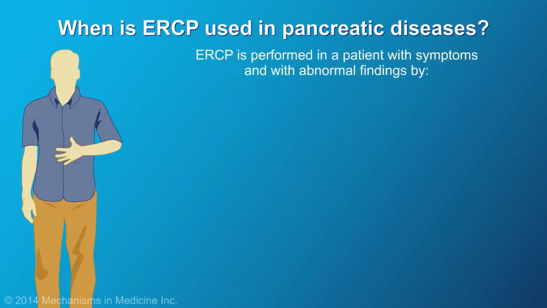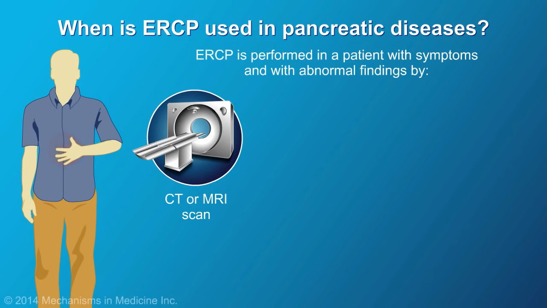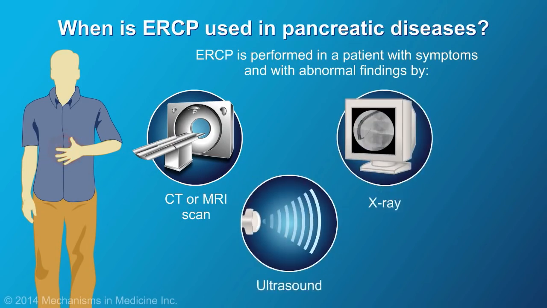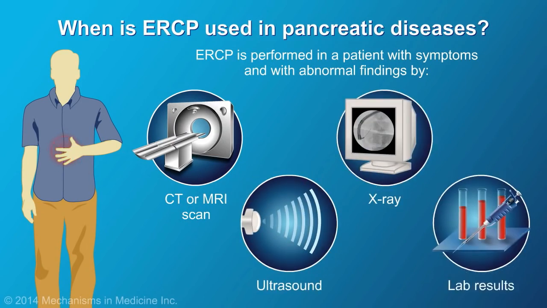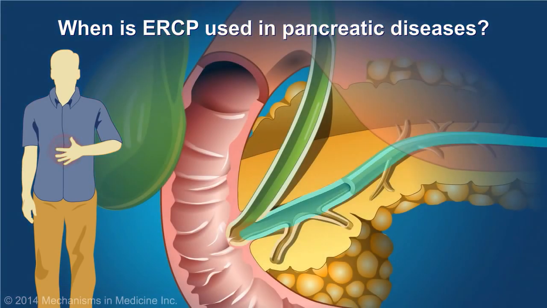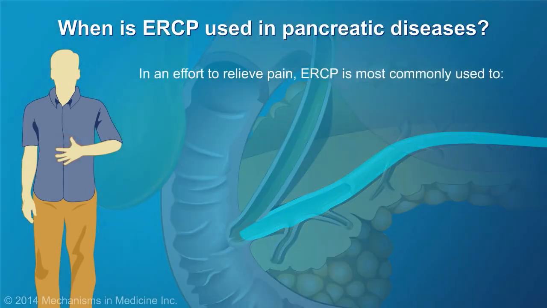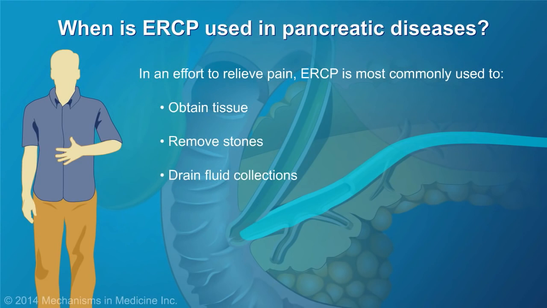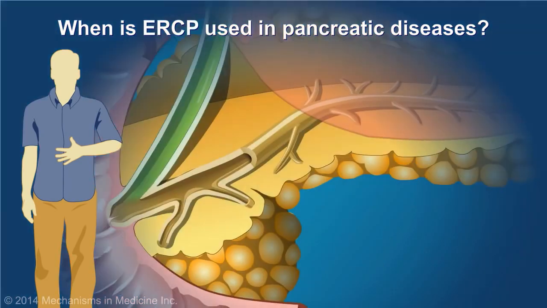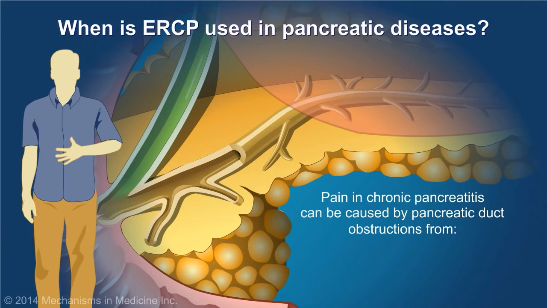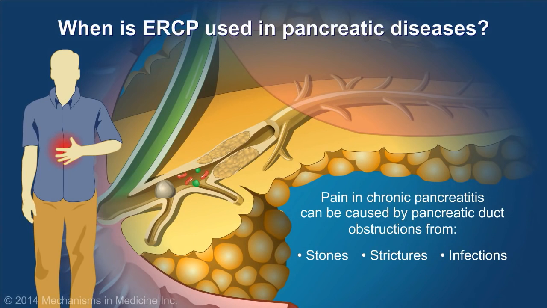ERCP is a therapeutic procedure performed in a patient with symptoms, abnormal findings by CT scan, MRI, ultrasound, or X-ray, together with abnormal lab results. In the pancreatic duct, in an effort to relieve pain, ERCP is most commonly used to obtain tissue, remove stones, and drain fluid collections when symptoms are present. Pain in chronic pancreatitis can be caused by pancreatic duct obstructions from stones, strictures, infections, or compression from fluid collection.